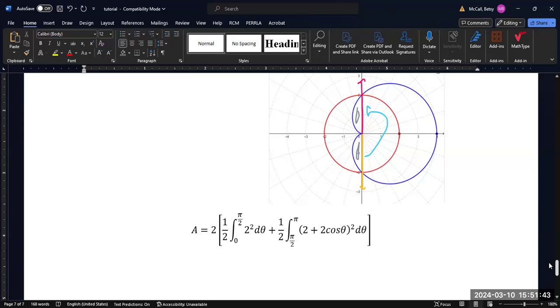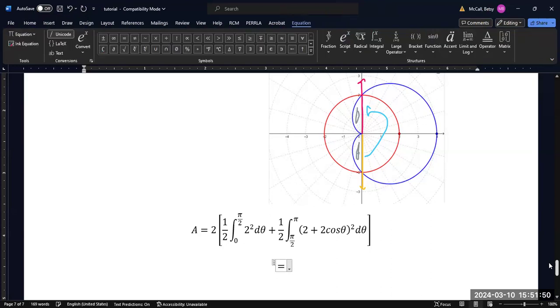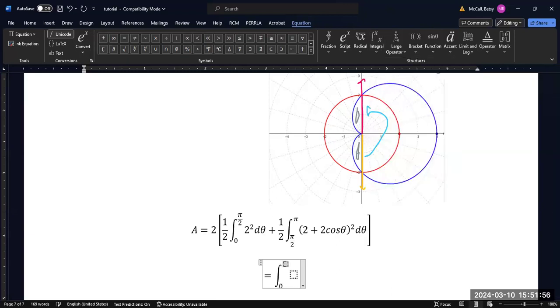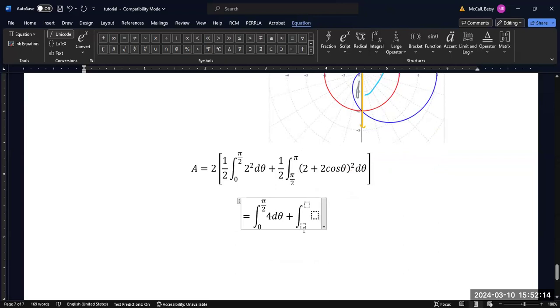So let us actually do that algebra. So we're going to end up with, let's see, the 2 and the halves are going to cancel. So this integral is going to be relatively straightforward because this is just 4 d theta. And then this one, we're going to have to multiply out a bit.